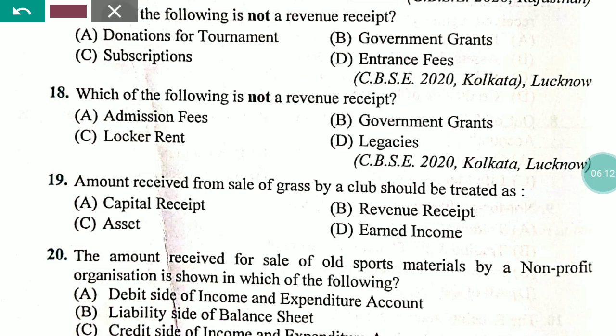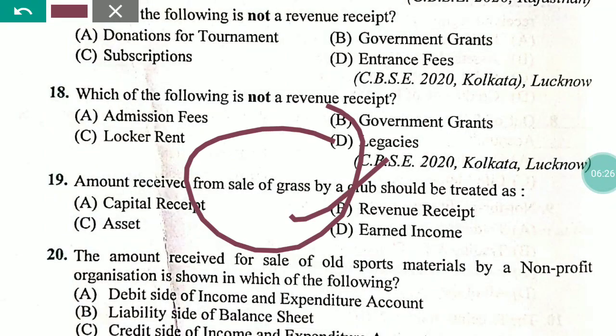Now we are discussing the amount received from the sales of grass by the club, which should be treated as capital receipt, revenue receipt, assets, or income earned. So the right answer is revenue receipt, because sales of grass means that in the playground or in the field, when the grass is grown, the members of the not for profit organization sell some of the grass to the public and earn some income. This is the recurring nature of income of the not for profit organization. So this is the revenue receipt.